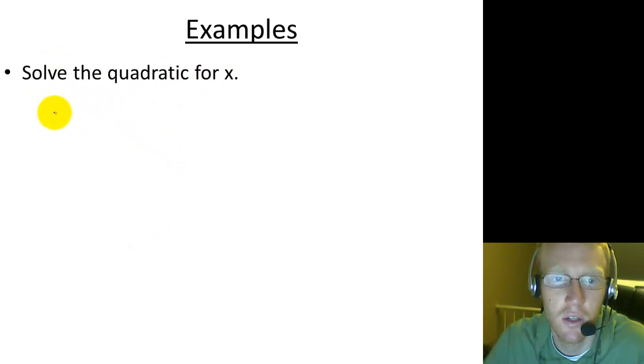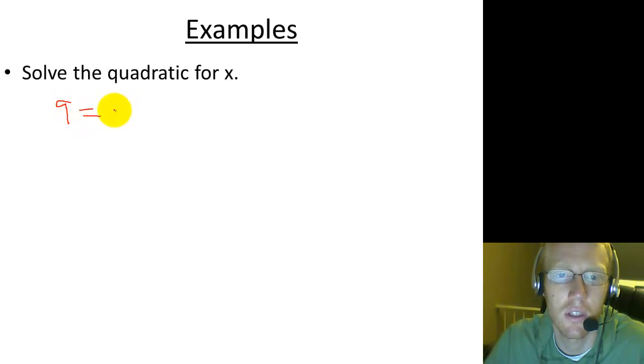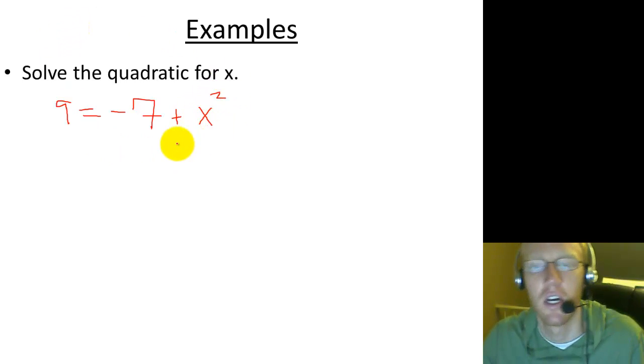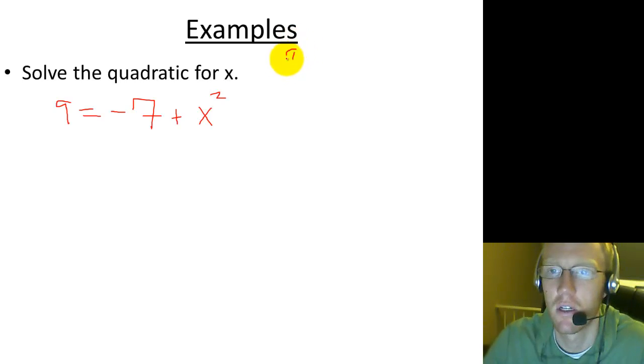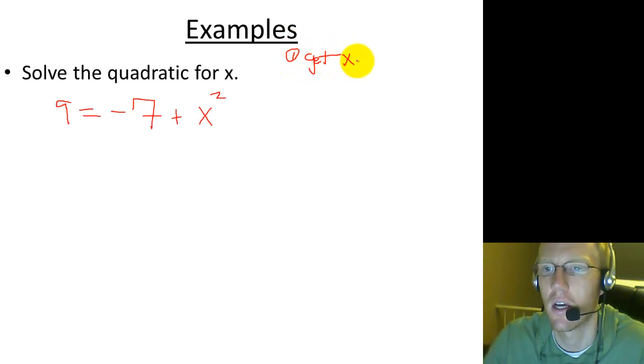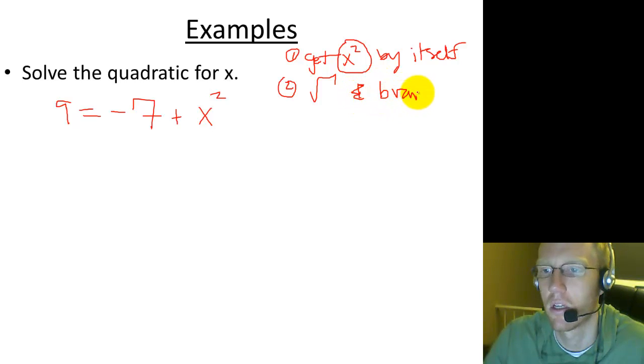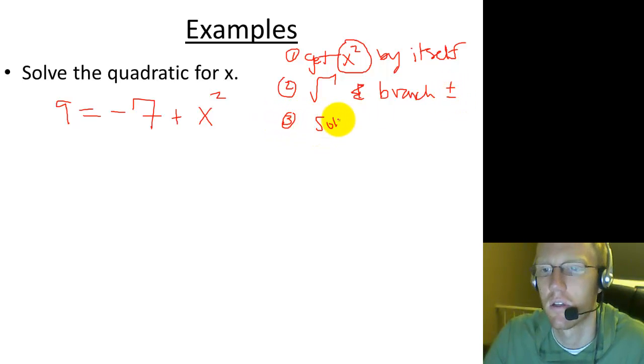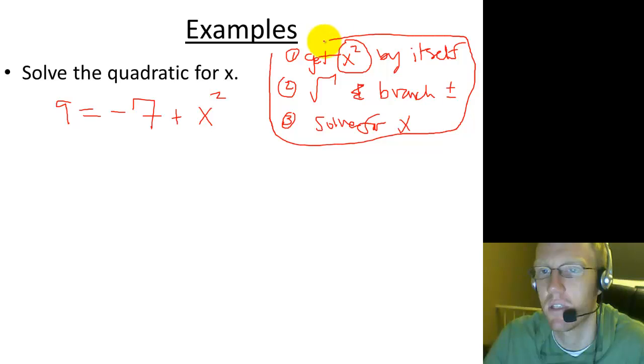So solving a quadratic for x. Say you have 9 equals negative 7 plus x squared, and you want to solve for x. The first thing you do is you have to get x by itself. So we'll say get the x squared part of the equation by itself, and then take the square root and branch for the plus or minus, and then solve for x. Okay, so those are our steps that we learned last semester. We're going to apply them here.